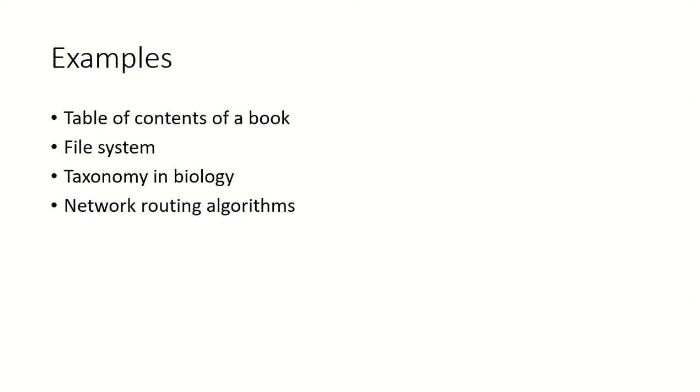What are the other applications where you see hierarchy of data? Table of contents of a book. Each book is segregated into chapters. Each chapter could have sections and sections could have subsections. What about the file system on your computers? So you may have a root directory, and then there would be directories below that root directory, and then subdirectories, and then files within each subdirectory.